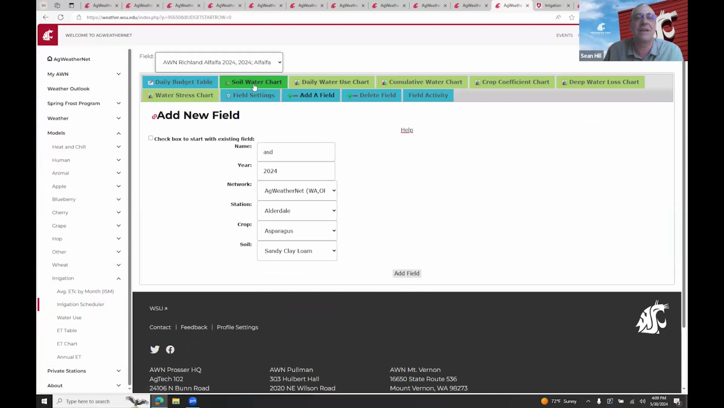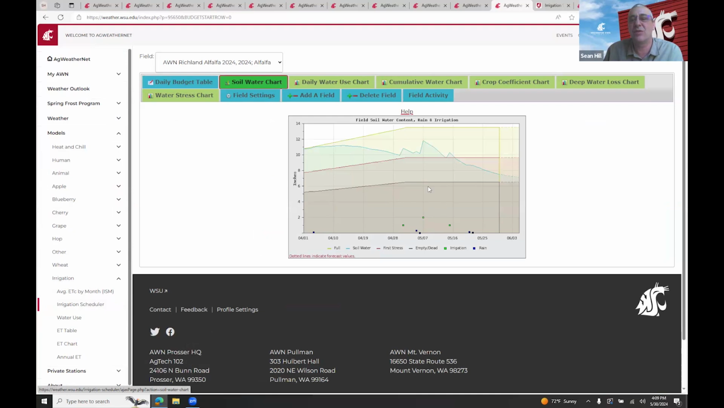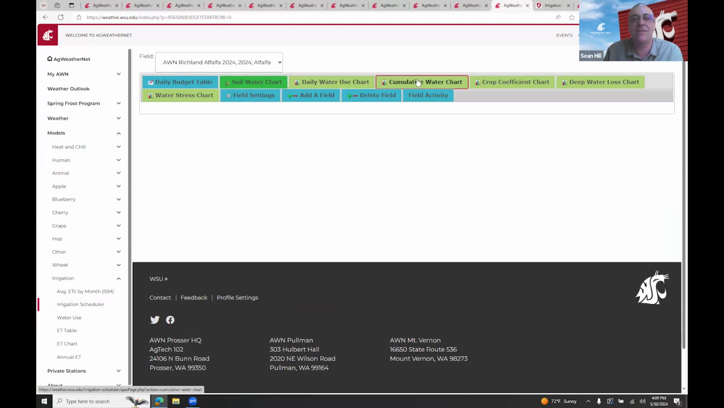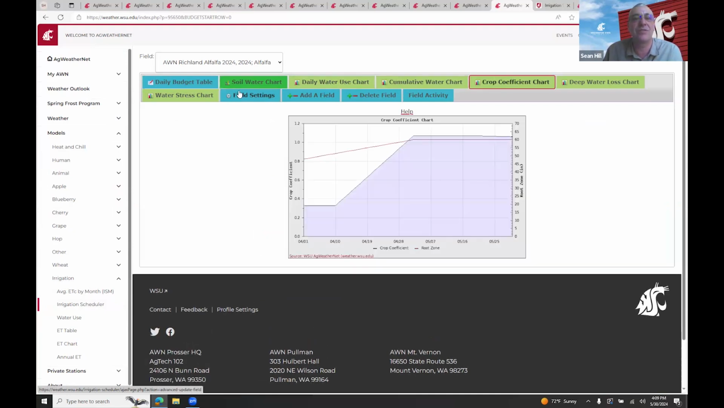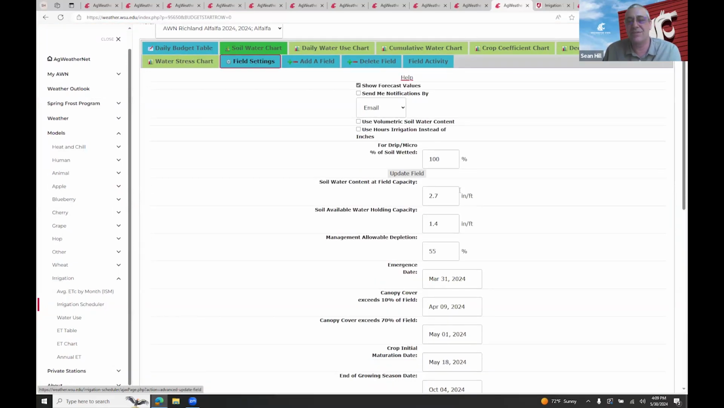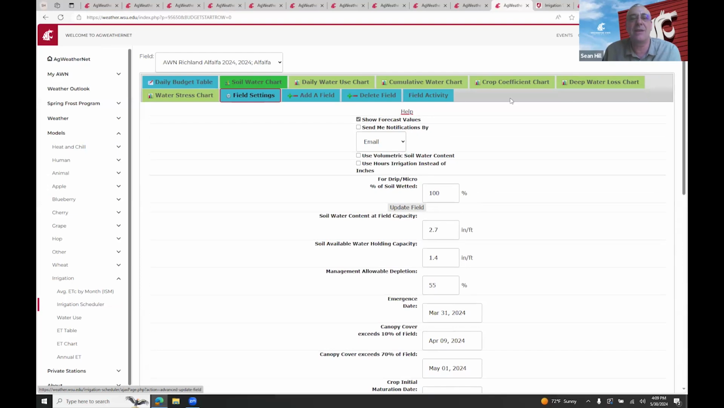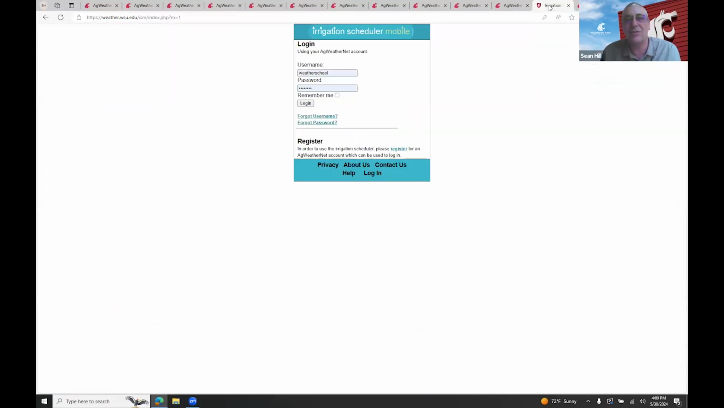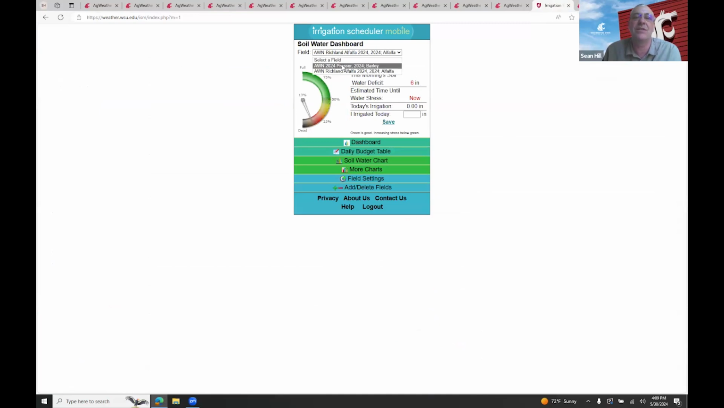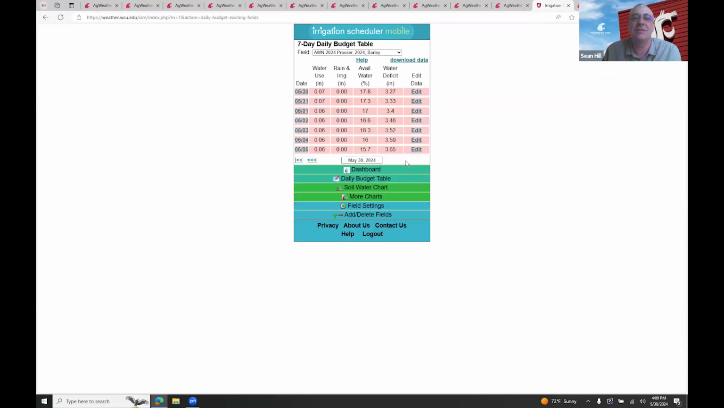So we're on alfalfa. If we look at the soil water chart, all of these tools have already been shown, so I'll just quickly go through them. Here are the various settings that you could customize. And then I wanted to note that those do directly feed into the mobile friendly version. You'll notice that they're the same fields. And again, the daily budget table along with the forecast values are available.